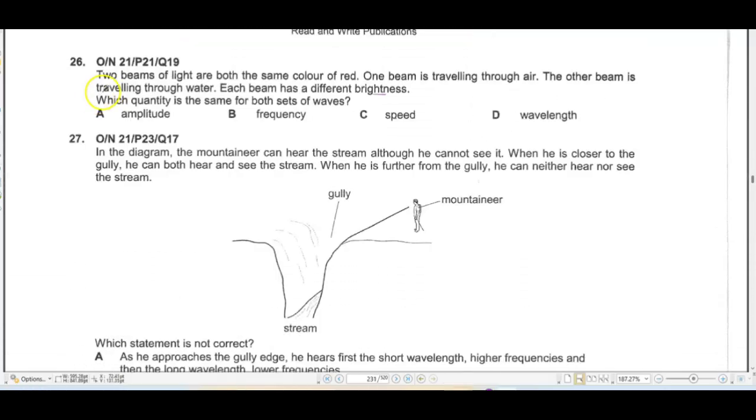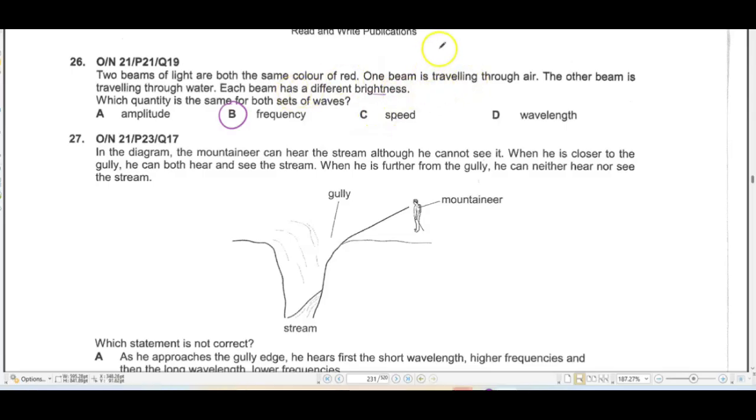Okay? Question number 26. Two beams of light are both the same color of red. One beam is traveling through air, the other beam is traveling through water. Each beam has a different brightness. Which quantity is the same for both sets of waves? If both sets of waves are made up of the same color, they would have the same frequency. Okay? B. The speed can't be the same because one is traveling through air and the other through water.